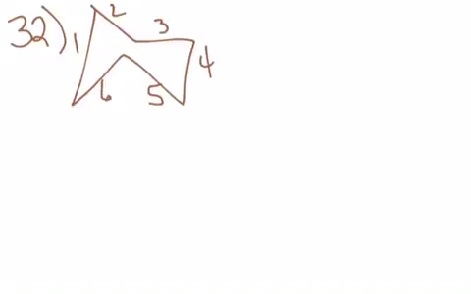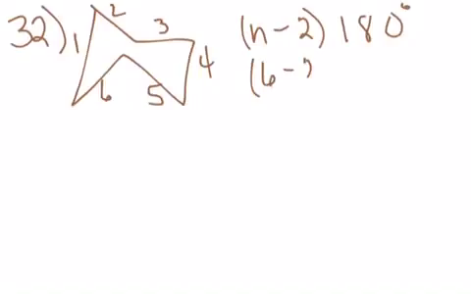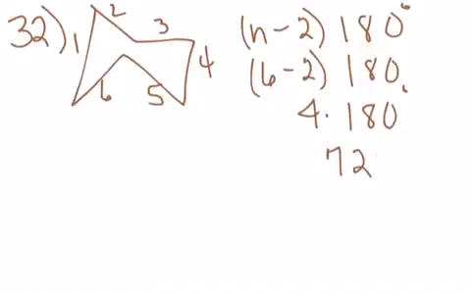We have 6 sides. To find the sum of the interior measures, you use the formula n minus 2 times 180, where n tells us the number of sides. In this case, we have 6 sides. Well, 6 minus 2 is 4 times 180, which would give us 720 degrees.